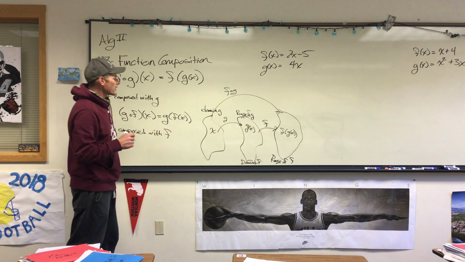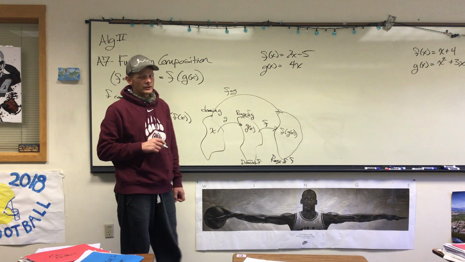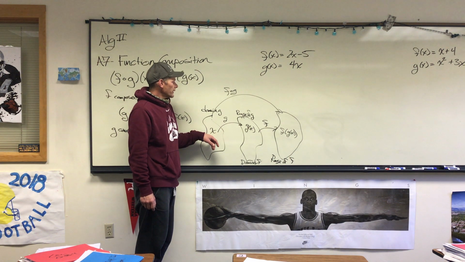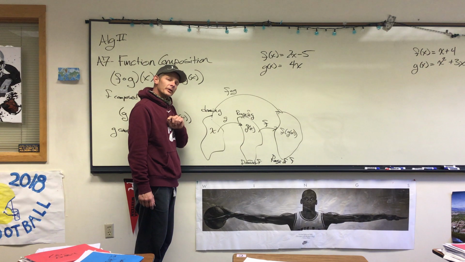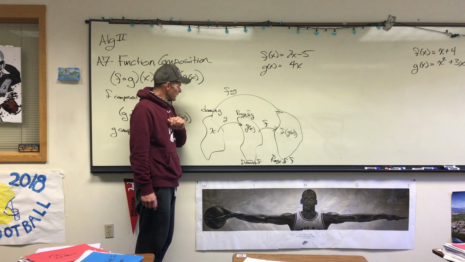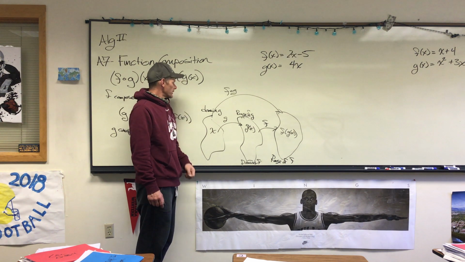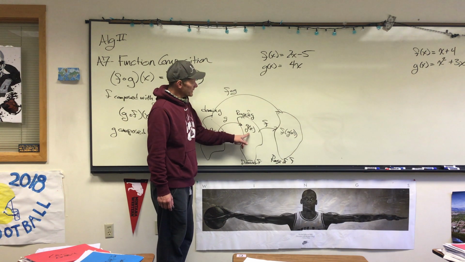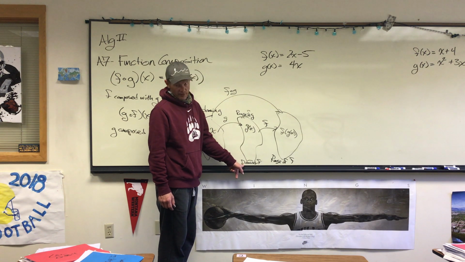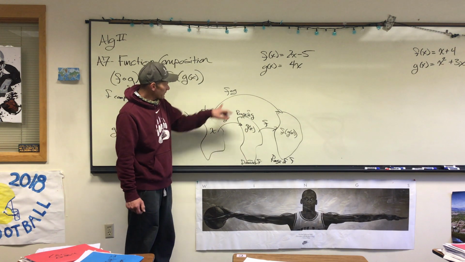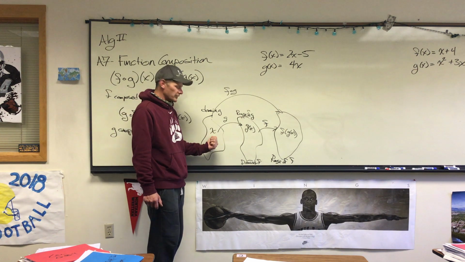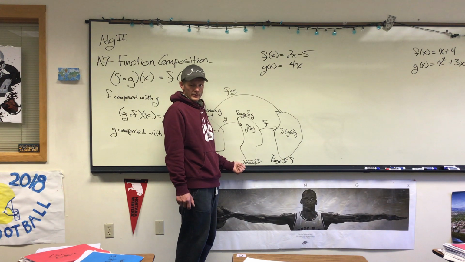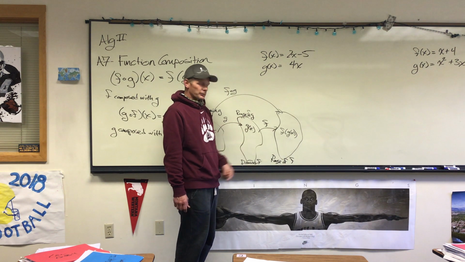Okay? We say that number x is in the domain of f composed with g. The domain of f composed with g is all x in the domain of g such that g of x is in the domain of f. Right? I'll say it again. The domain of f composed with g is all x in the domain of g such that g of x is in the domain of f. Right? We don't want to get anything in here that's going to give us problems with f.